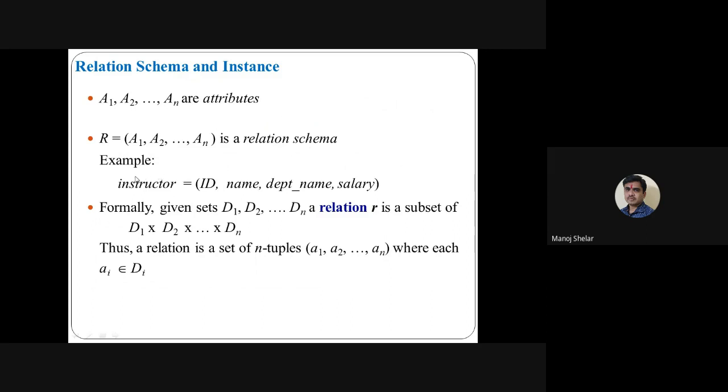And then instructor is one relation. ID is an attribute, name is an attribute, department name is an attribute, salary is an attribute. So these are 4 attributes of the instructor relation, and formally given as D1, D2 up to Dn. D1 is a domain. So ID is one domain, name is one domain, department name is one domain, salary is one domain. So relation R is a subset of D1 x D2 x Dn. What is D1? Domain. This relation is a set of n tuples (A1, A2, An), where each Ai belongs to a domain.